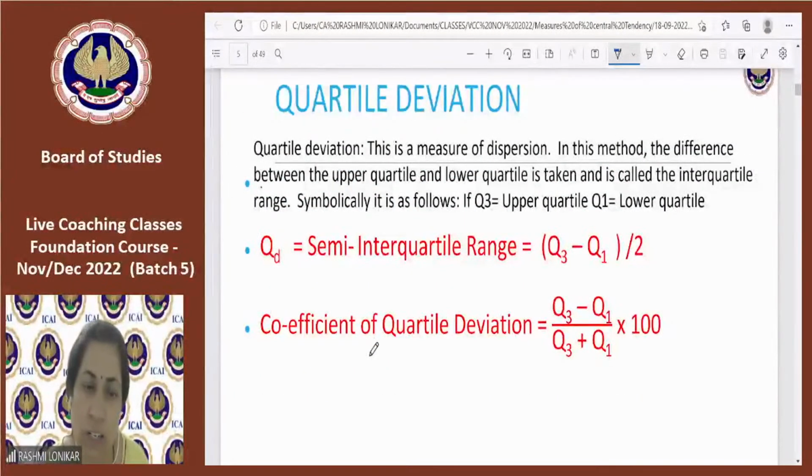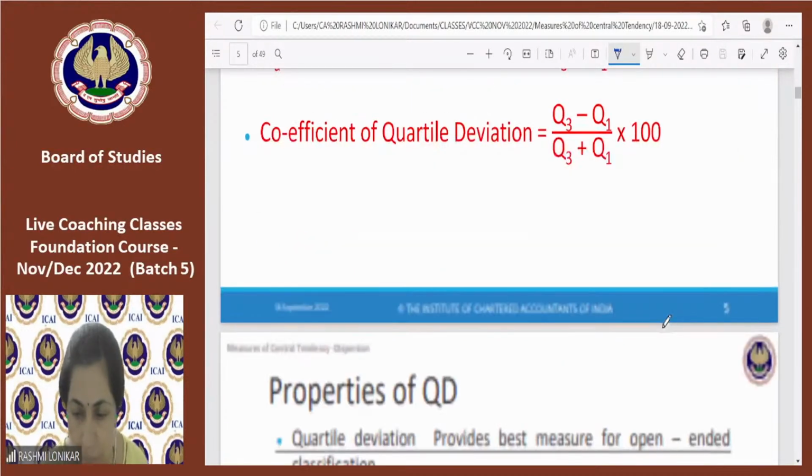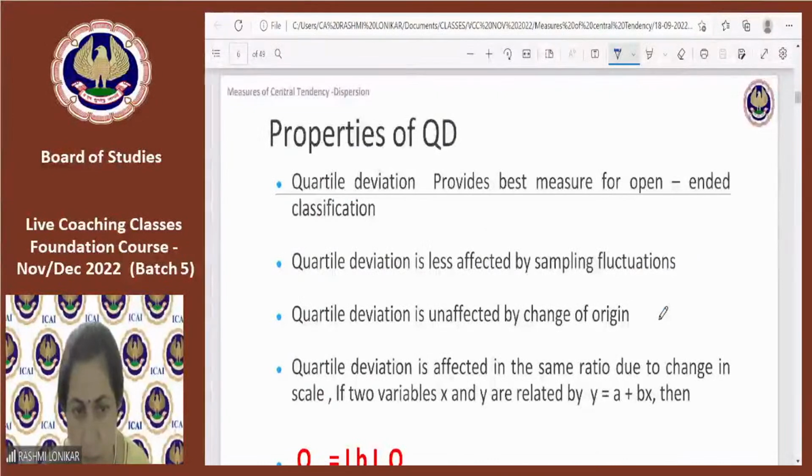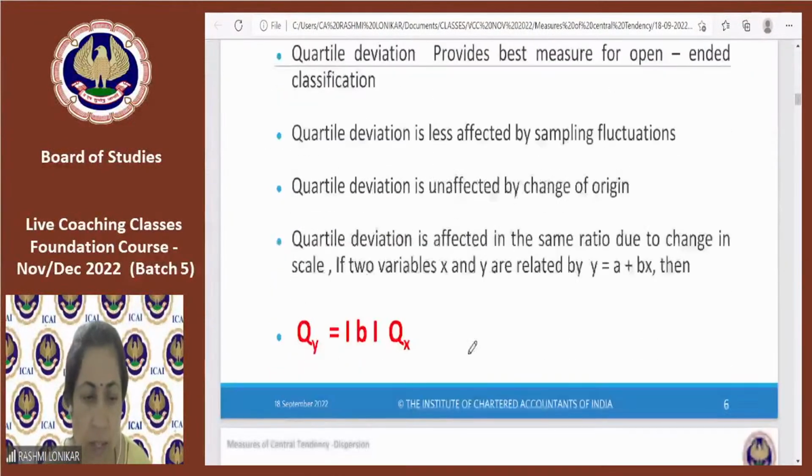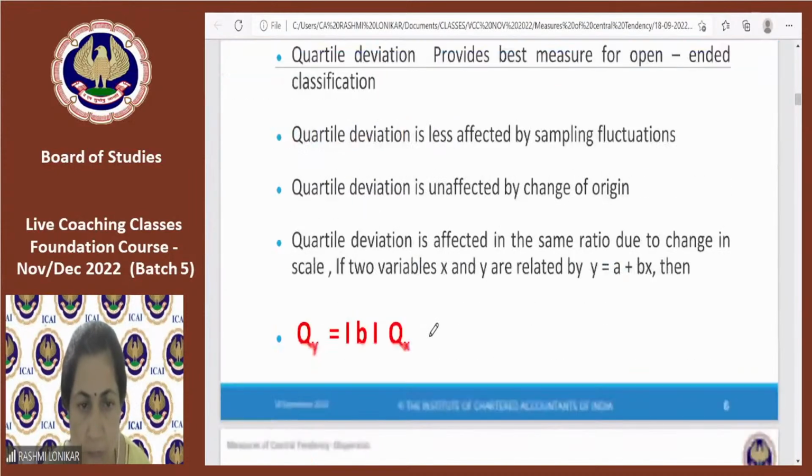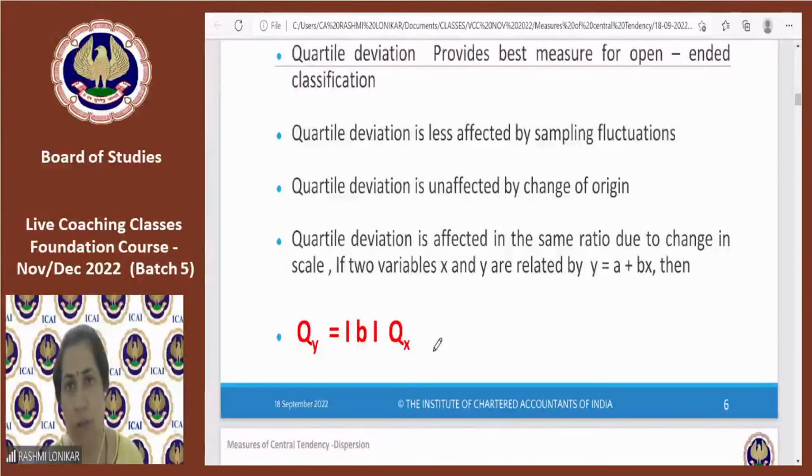What is quartile deviation? It is also a measure of dispersion. So semi-quartile range is equal to Q3 minus Q1 upon 2, and coefficient of quartile deviation is Q3 minus Q1 upon Q3 plus Q1 into 100. Then again we have QY is equal to B times QX. And quartile deviation is the most suitable for open-ended classification.